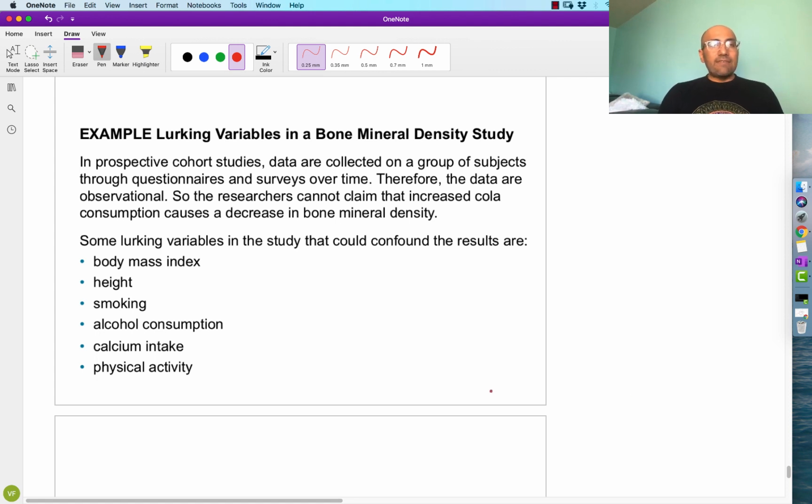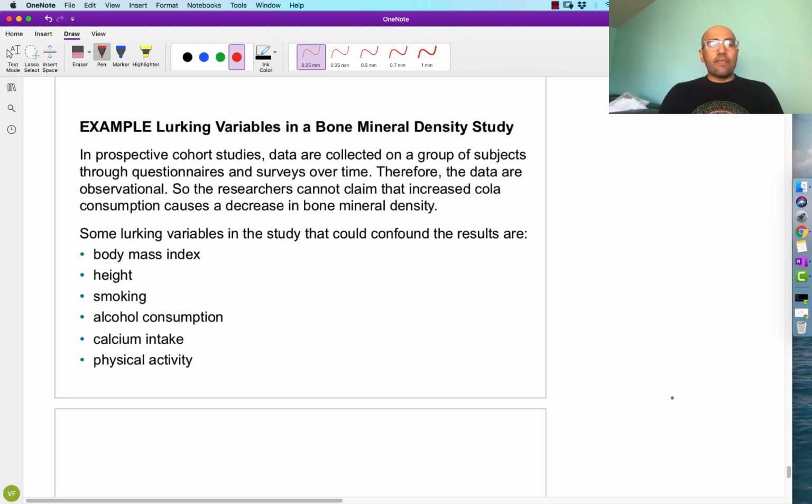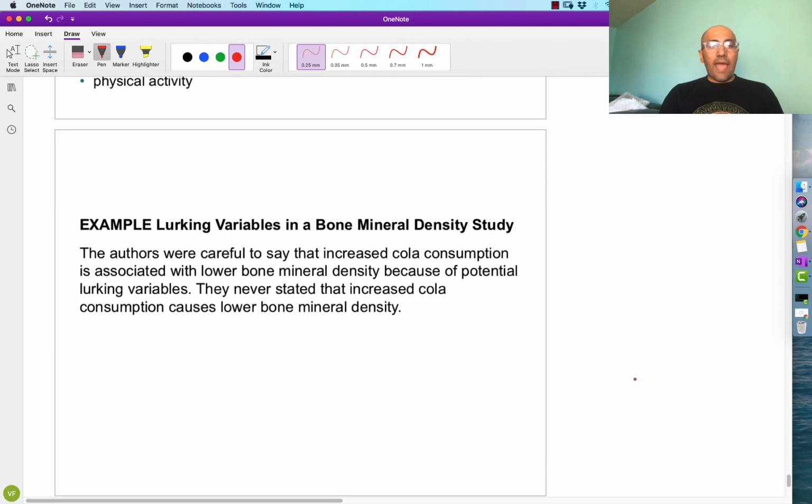So in other words, even though they're correlated, they're both moving in the same direction, it seems like more soda consumption per week is associated with a lower density. Of course, the soda company is going to deny that and go, no, it's not our fault. Look, it could be one of these other things. Maybe it's the body mass index or their heights or their smoking or their physical activity. There could be other lurking variables. The only way to establish causality is to do an actual experiment, a designed experiment.